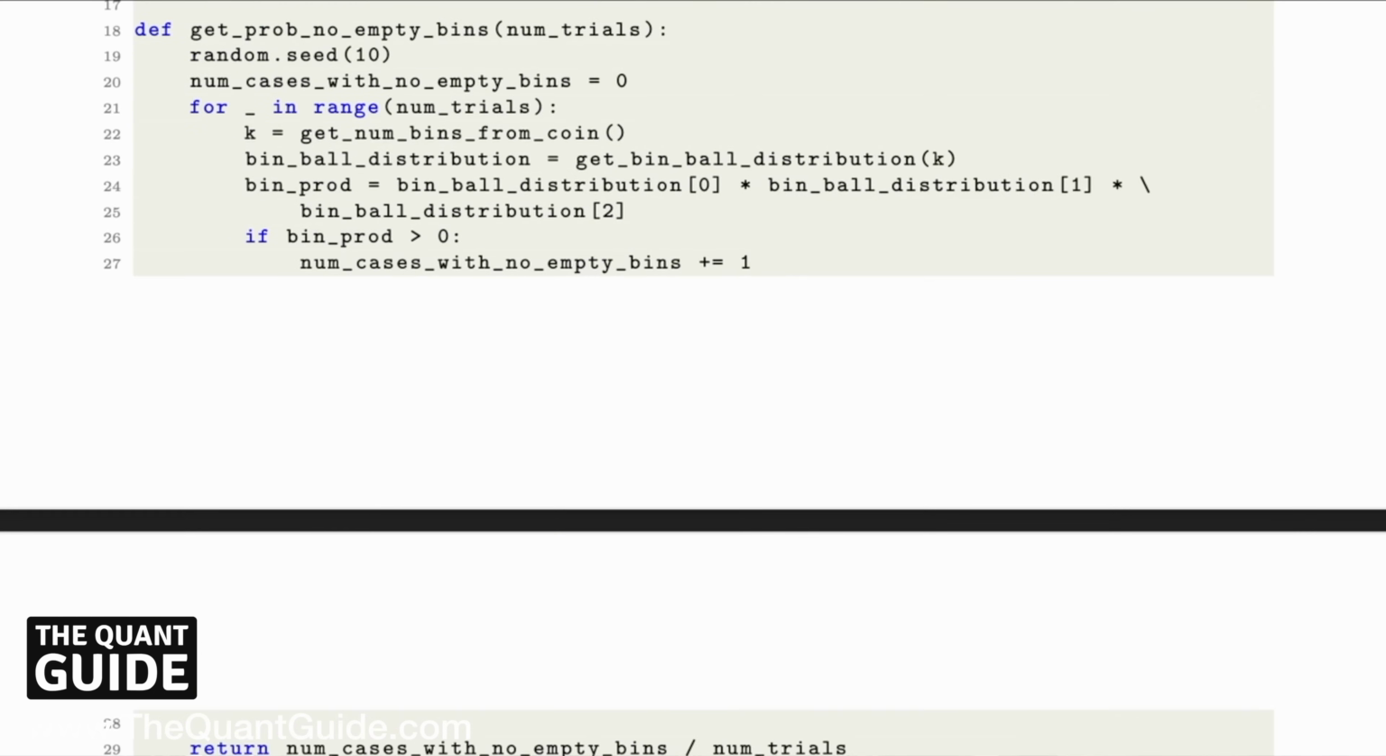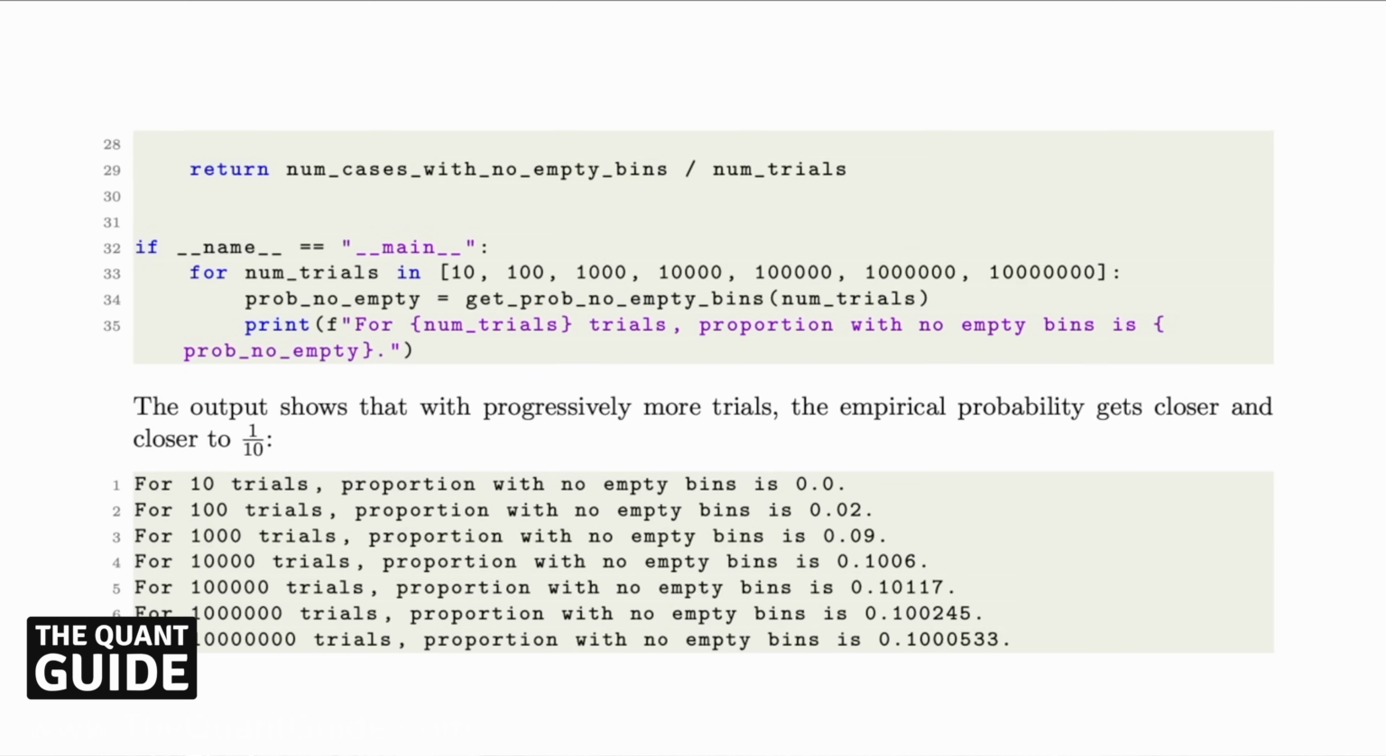At the bottom of the solution in the course, also check out the code for this simulation. You'll see that as the number of trials approaches infinity, this probability also approaches 1 over 10.